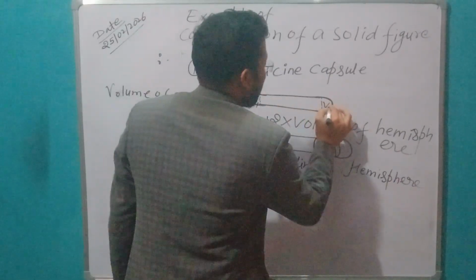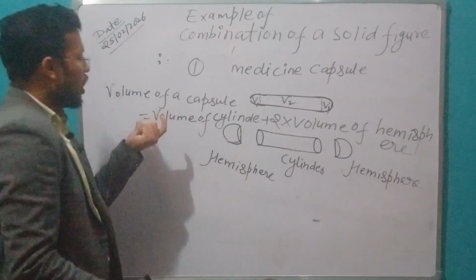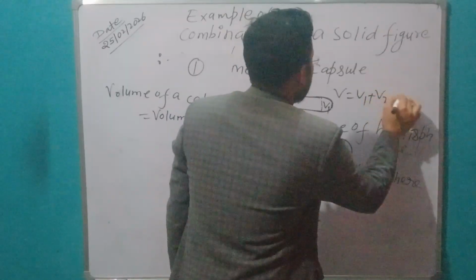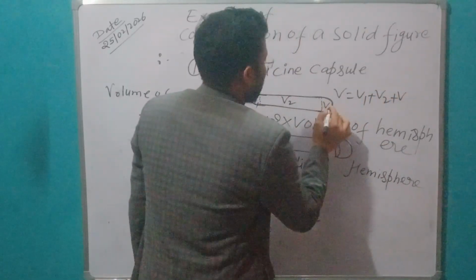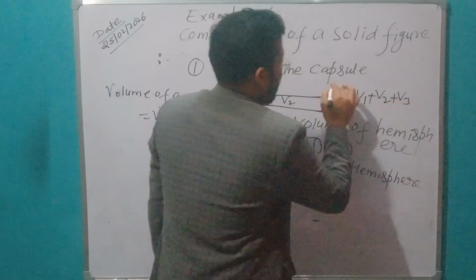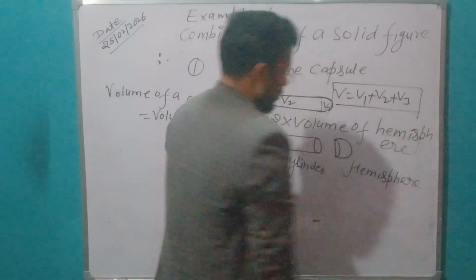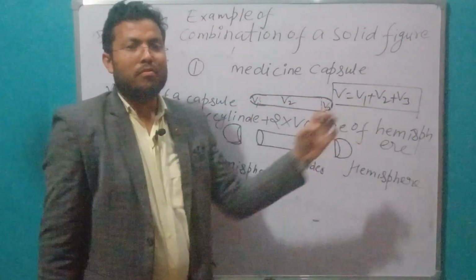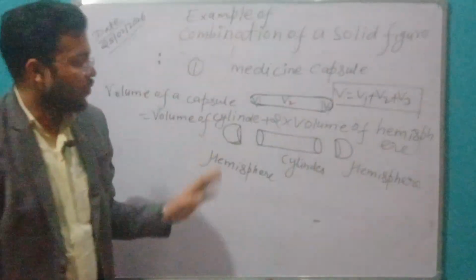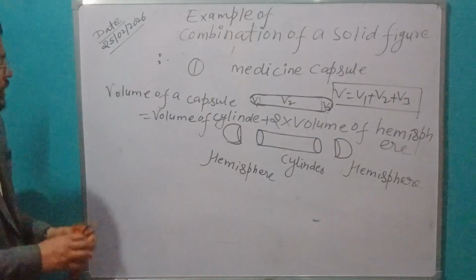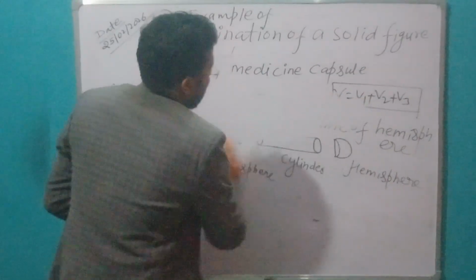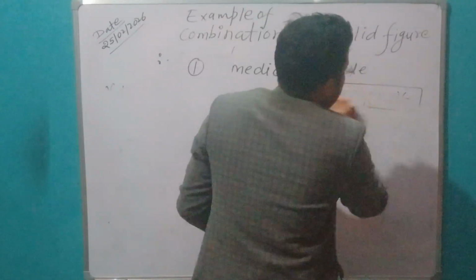Just like you refer here, this is V1, this is also V1, this is V2. To find the total volume of this capsule, V equals V1 plus V2 plus, you also write this V3. So this is the required volume of this capsule, V1 plus V2 plus V3. Here V1 and V3 are the same because both have the same radius. Okay, now give the next example of a combination of solid figures.